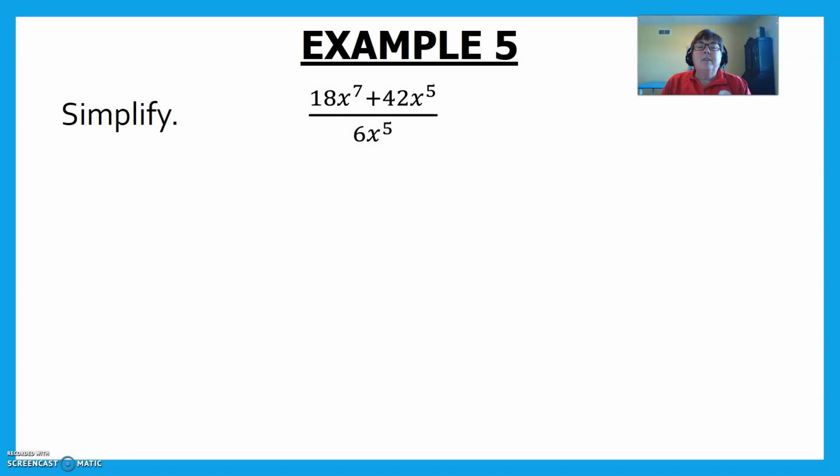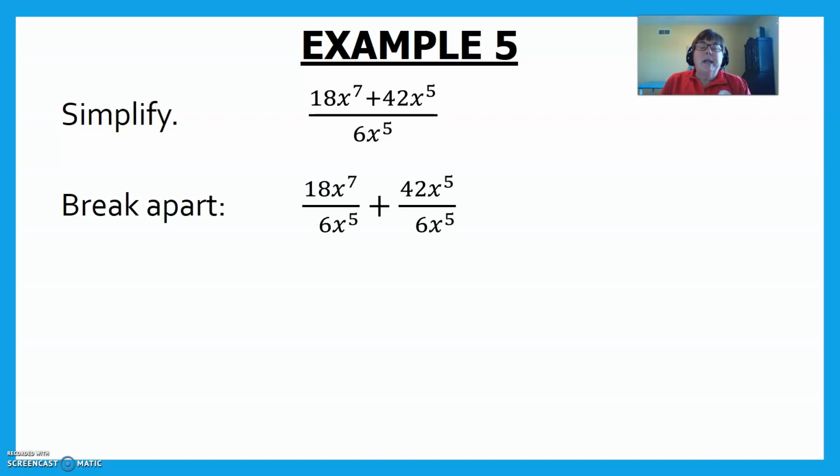18x to the 7th plus 42x to the 5th divided by 6x to the 5th. Again, I'm going to do those same 3 steps: break apart, rewrite, simplify. So when I break it apart, I get 18x to the 7th over 6x to the 5th. And it's addition up there, so it stays addition there. 42x to the 5th over 6x to the 5th.